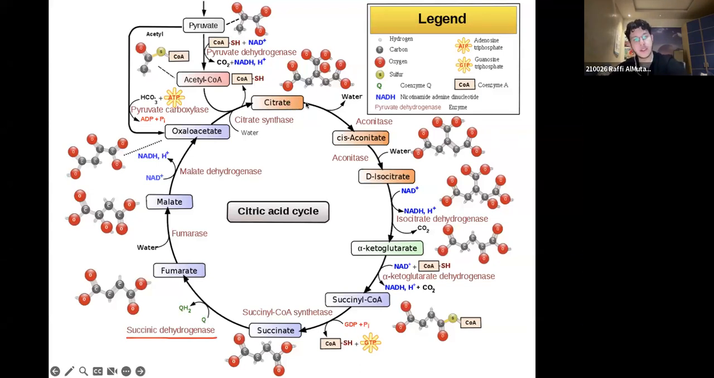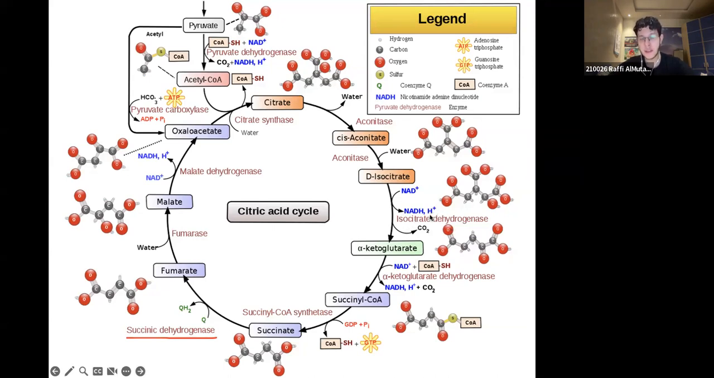This citrate is going to be converted by aconitase to aconitate, and then aconitase works again to make the isocitrate. Citrate then gets converted to isocitrate by aconitase. This isocitrate is going to be converted to alpha ketoglutarate by isocitrate dehydrogenase. This step right here makes NADH plus H.